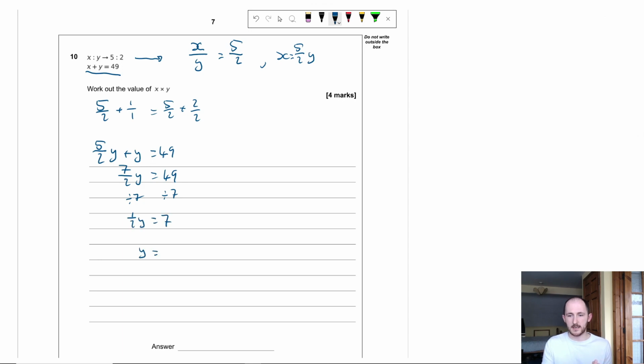Which means y is equal to 14, which is a bit easier than doing 2 times 49, which is 98, and then dividing that by 7. So the order you can kind of manipulate to make the numbers easier for yourself. Again, you wouldn't be wrong if you didn't do that, but whatever. So then what's x? Well, x is 5 over 2 times y, right?